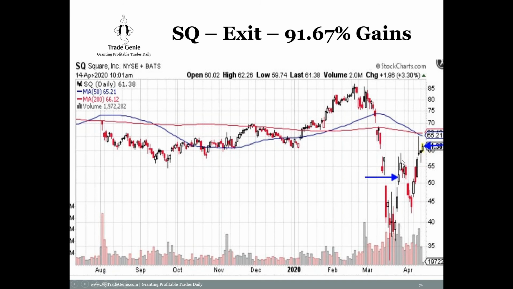So when we missed it, this is what happened. 4 days of down move, but it held the support around 40, 43, 44. And then when it starts to move up, I must have sent another alert to buy more. And this was enough. What is the price? 61.62. So we exited at 91.67% gain.